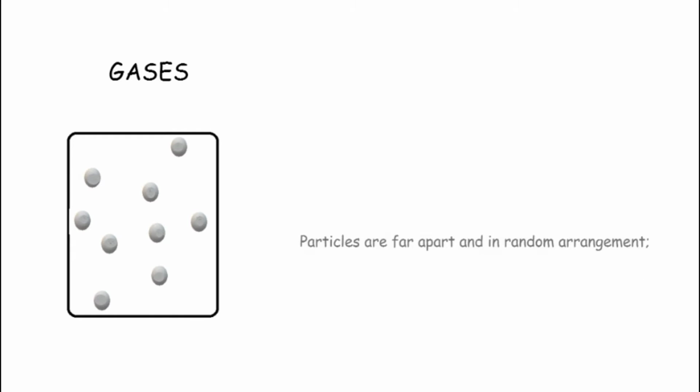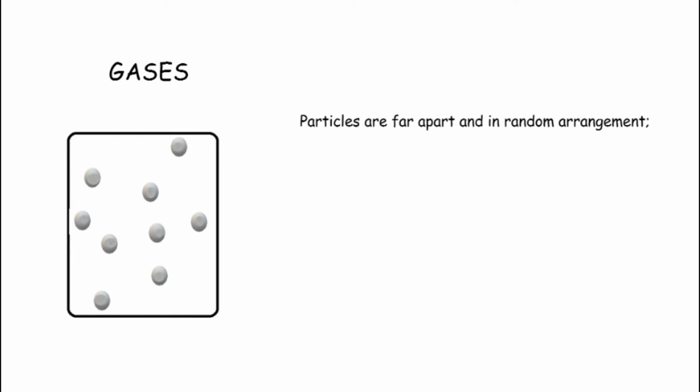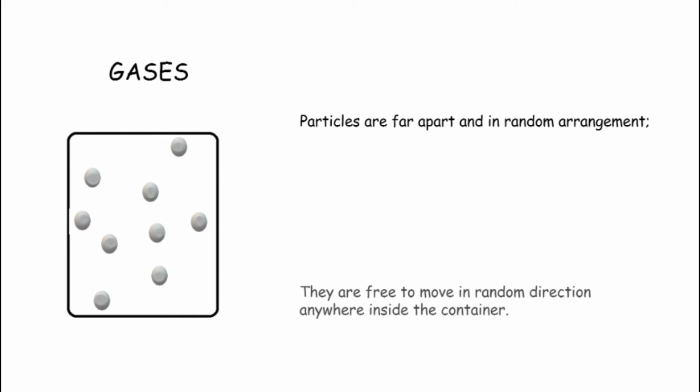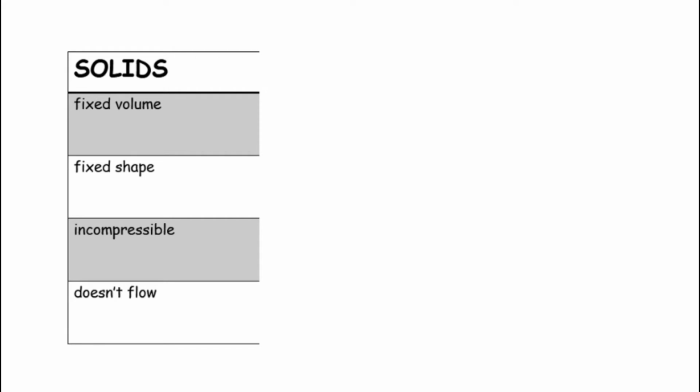Now, in gases, particles are far apart and in random arrangement. So they're free to move in random directions anywhere inside the container. These characteristics of the different types of matter lead to their respective properties, which are: solids have a fixed volume, a fixed shape, and are incompressible and don't flow.